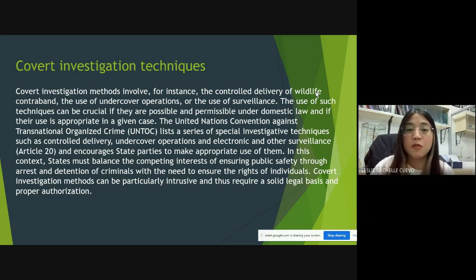Kailangan lang yung state, yung bansa na magpapatupad nito ay panukala ng batas para sa tamang paraan ng delivery, ng undercover operations, and surveillance. In this context, states must balance the competing interests of ensuring public safety through arrests and detention of criminals with the need to ensure the rights of individuals. Covert investigation methods can be particularly intrusive and thus require a solid legal basis and proper authorization.